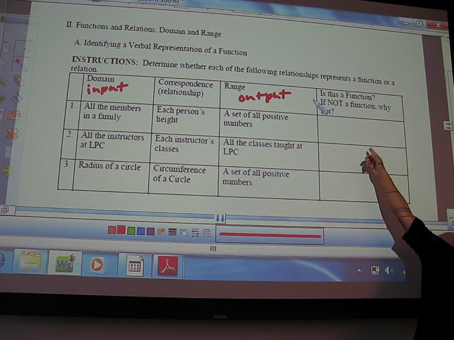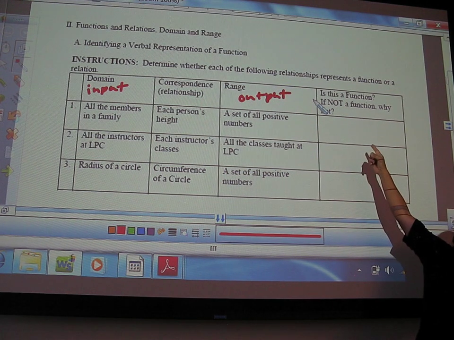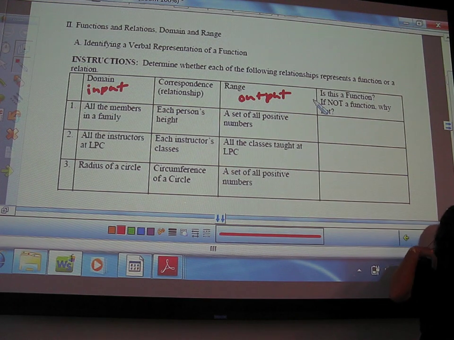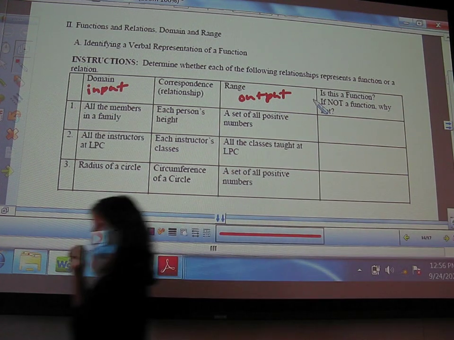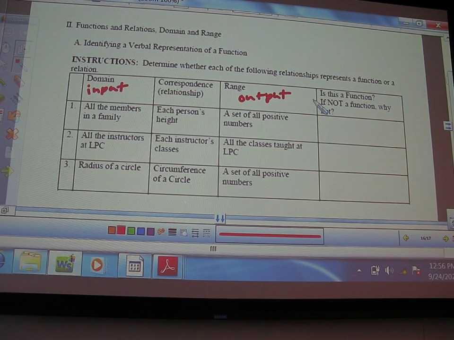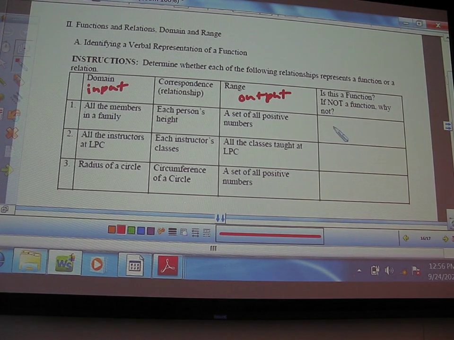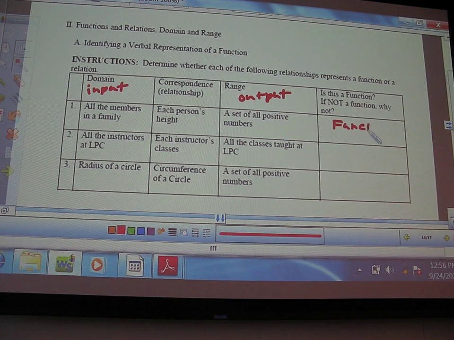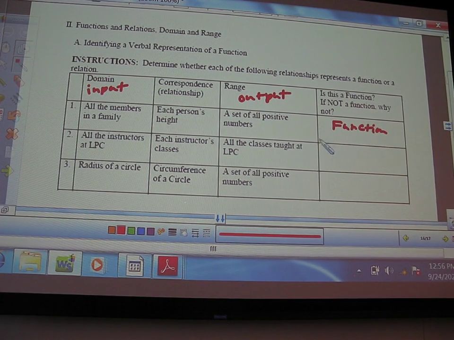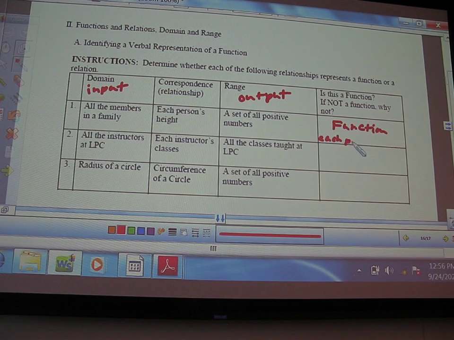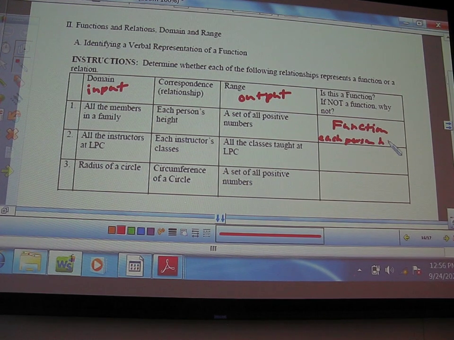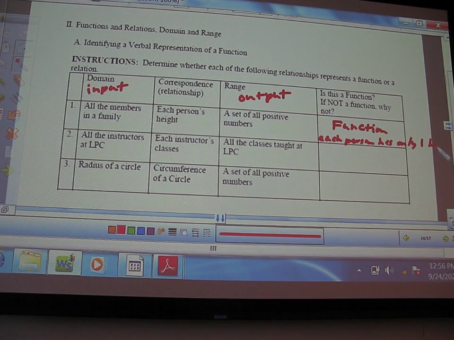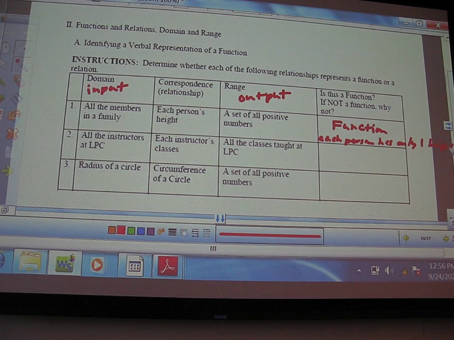So is this a function or not a function, or a relation? It's a function. You only get one answer. So everyone following me? If I put in my name, it's going to spit out just one answer, my height. This is a function. Why? Each person has only one height. Good?